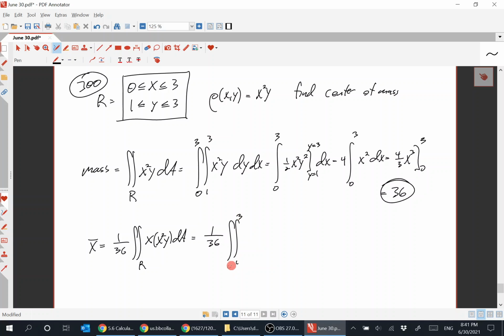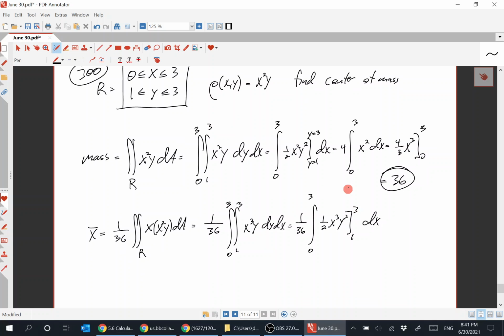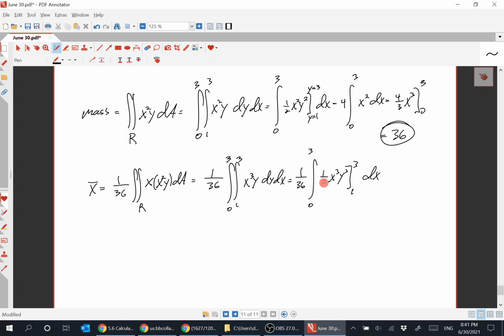Integral from 1 to 3, 0 to 3, x to the third y dy dx. So 1 over 36, 1/2 x to the third y squared from 1 to 3. So 9 minus 1 is 8 again. 8 over 2 is 4, so it's 4 over 36. So 4 over 36, 1/9, of course.